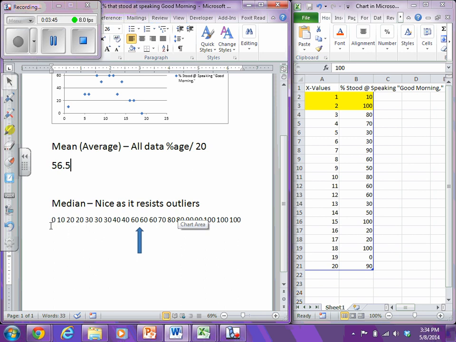All I did was I took my data from over here, transferred it into a nice line in order, and I counted to the middle. So over this way and over this way, and my median is 60, which is kind of nice and very close to my average. So that kind of tells me that my data is very nicely distributed.